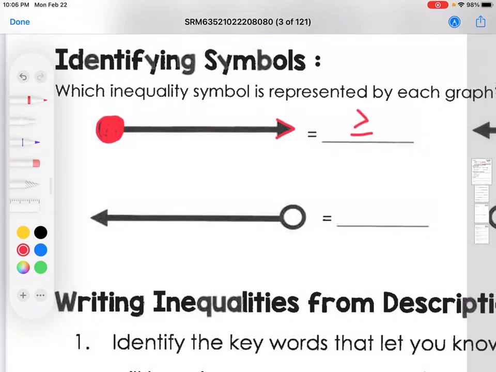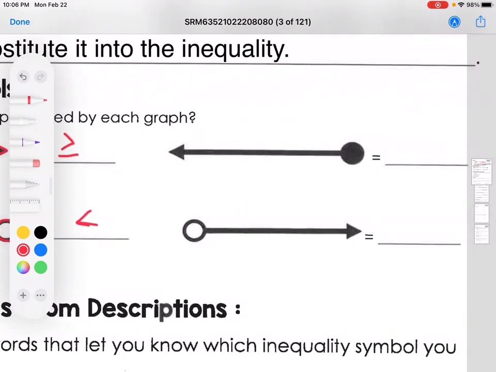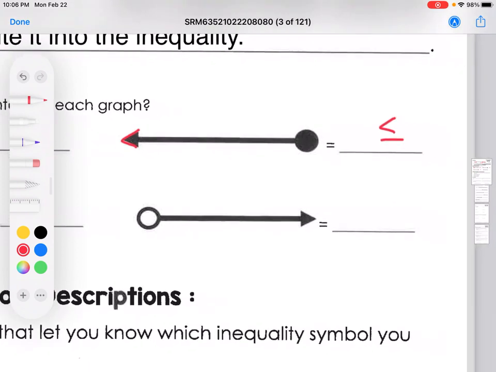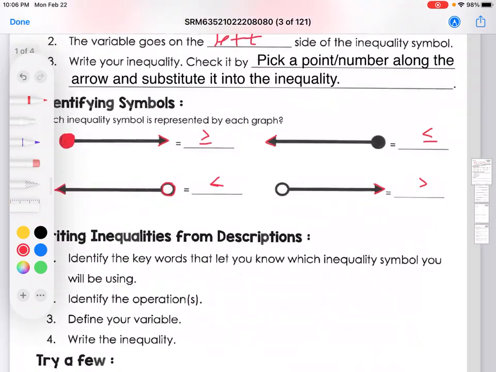Now my arrow is pointing to the left, which tells me I have the less than symbol. And this circle is open, so I just need to leave it as less than. For this symbol, it's pointing to the left, which tells me less than. But now my circle's filled in, which tells me it's actually less than or equal to. And then the next one, it's pointing to the right, which tells me greater than. And my circle is open, so my symbol stays as greater than.